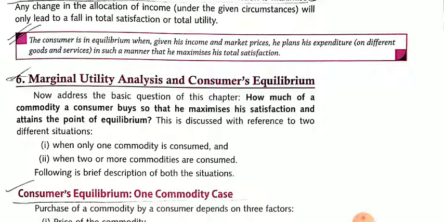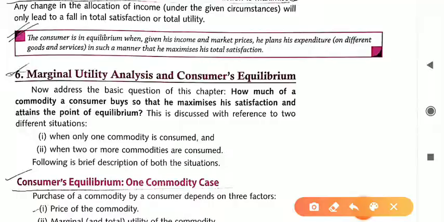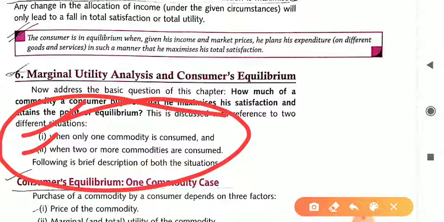So there are two approaches to measure the consumer equilibrium with the help of marginal utility. The first one is the one commodity case, and the second one is the two commodity case. We will go through these two cases separately. In this video we will go through only the one commodity case. In the next video we will go through the two commodity case.